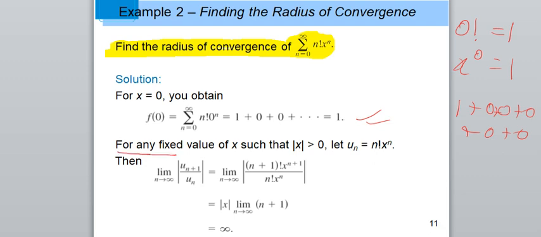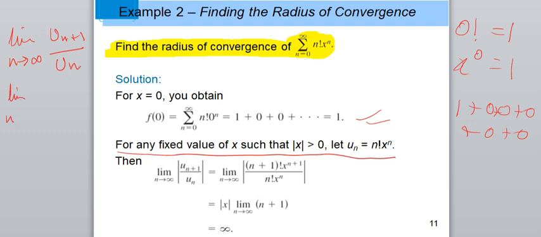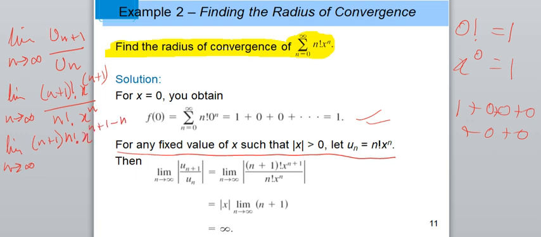So for any fixed value of x such that mod x is greater than 0, un is equal to n factorial x to the power n. So now what you have to do is this limit, n tends to infinity, un plus 1 divided by un. So what is un plus 1? It is n plus 1 factorial x to the power n plus 1, the whole thing divided by un, which is n factorial x to the power n. Correct? If you solve from here, limit n tends to infinity, this is n plus 1, then n factorial, this is x to the power n plus 1 minus n, the whole thing divided by n factorial. n factorial gets cancelled out.